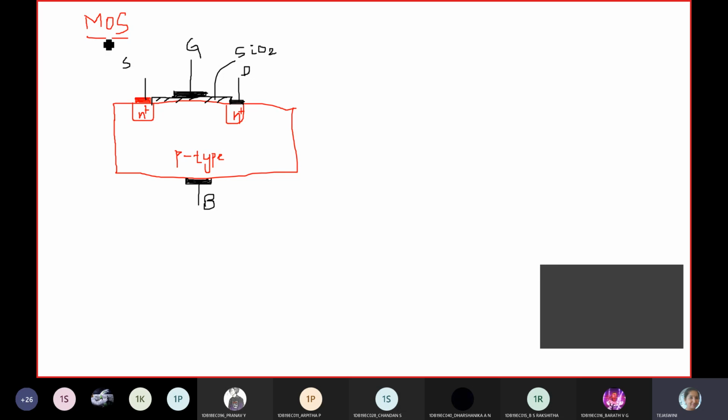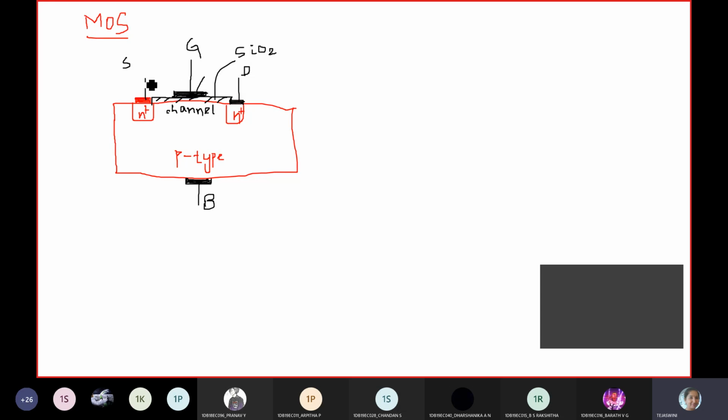As the name indicates, it is a metal, oxide or silicon dioxide, and the semiconductor is p-type. As you all know, in p-type, holes are majority and electrons are minority carriers. Here this is the channel region, below the gate. The channel is required for the conduction of electrons. This channel is going to be formed below the gate. The channel won't be formed at the beginning. It has to be induced.